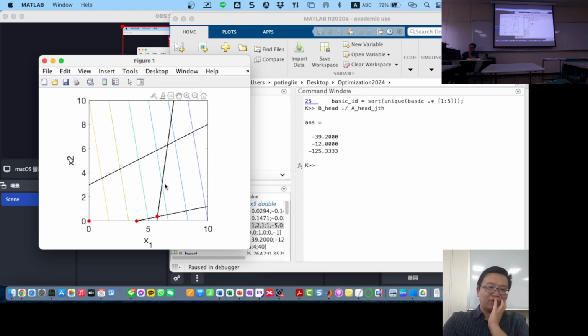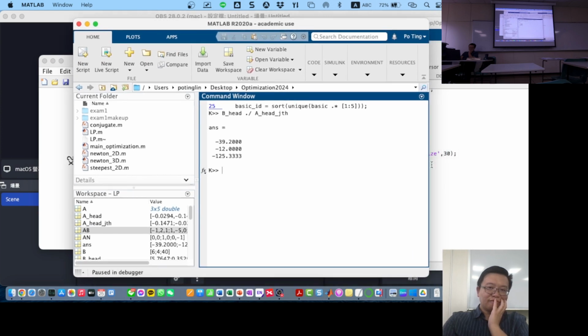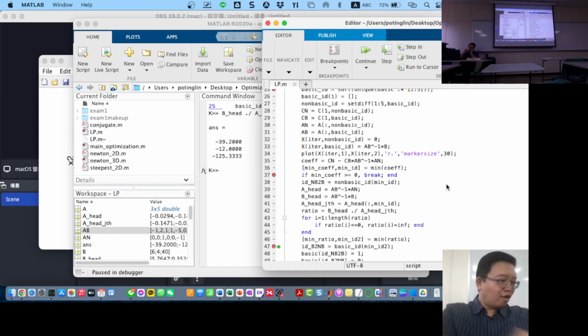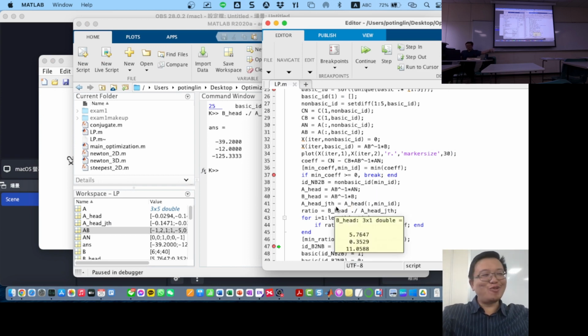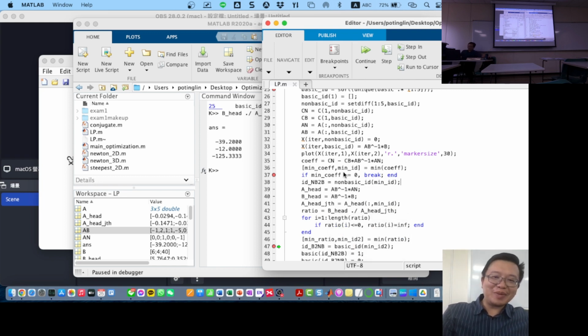It is supposed to move along this way. Okay, then I need to figure out why. So in your homework, if you solve up to here, you got full credit. But I need to figure out why we are having this situation right here.